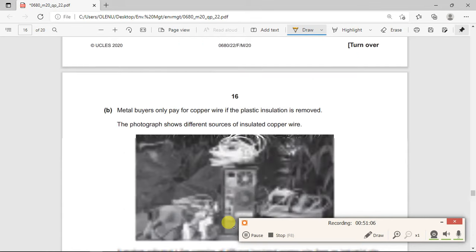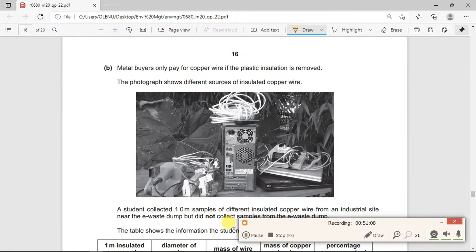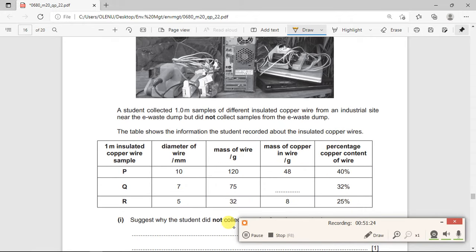That's it. Now here they said metal buyers only pay for copper wire if the plastic insulation is removed. The photograph shows different sources of insulated copper wire. This is e-waste, electronic waste. A student collected a 1 meter sample of different insulated copper wire from an industrial site near the e-waste dump, but did not collect a sample from the e-waste dump. The table shows the information the student recorded about the insulated copper wires.